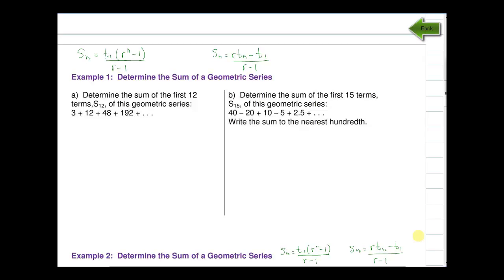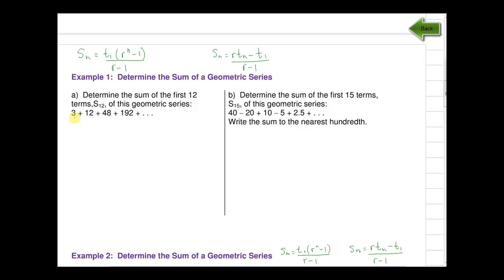Okay, so example number 1, determine the sum of a geometric series. I have our formulas written at the top so that they're easy reference. And let's take a look at our first question under example 1. Determine the sum of the first 12 terms, S12, of this geometric series. You have 3 plus 12 plus 48 plus 192, and so on.